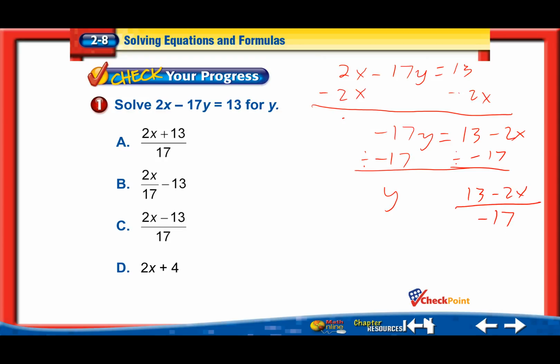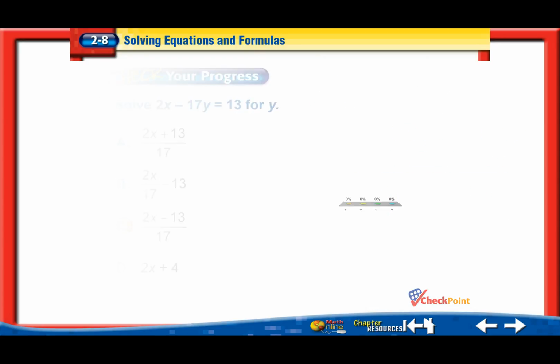Can that reduce? Bam. I guess they flipped those, the 2x and the 13. That's okay. Moving along.